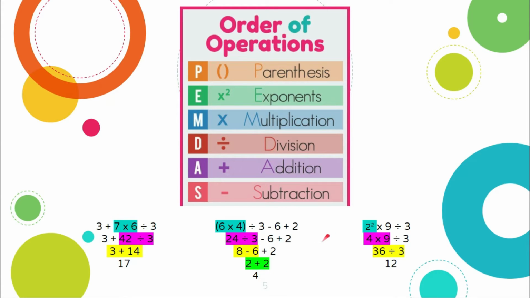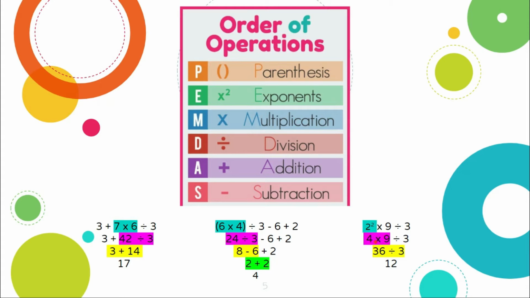And our last example shows us an exponent. So here we have 2 squared times 9 divided by 3. First of all, we check for parentheses. There are none, so we solve the exponent. 2 squared is the same as 2 times 2, which is 4. So we have a 4 here. And we copy the rest, times 9 divided by 3.